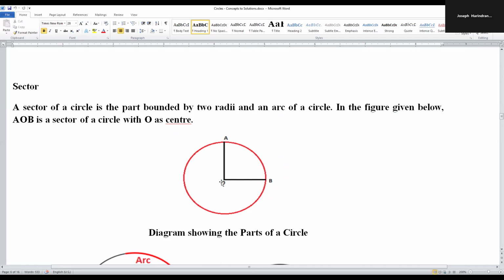So this area is called the sector. The part of that circle that is AOB is called a sector. It is bounded by an arc and two radii, two radii and an arc of the circle.